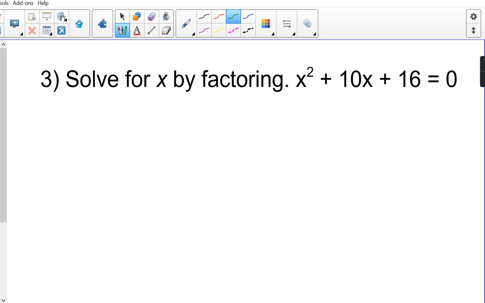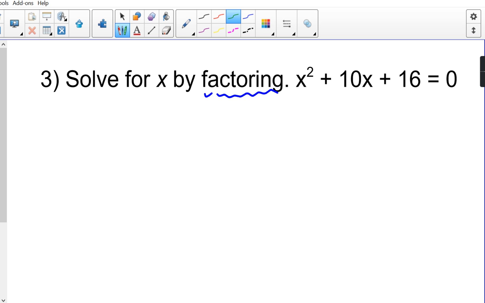3. Solve for x by factoring. X squared plus 10x plus 16 equals 0. So we're solving for x, as it says, right? But it also tells us which method. It tells us we have to use factoring, okay? Why does factoring help us?